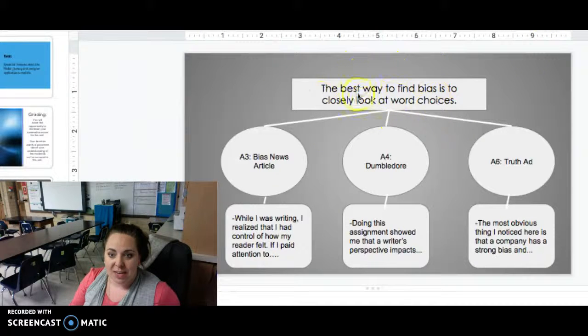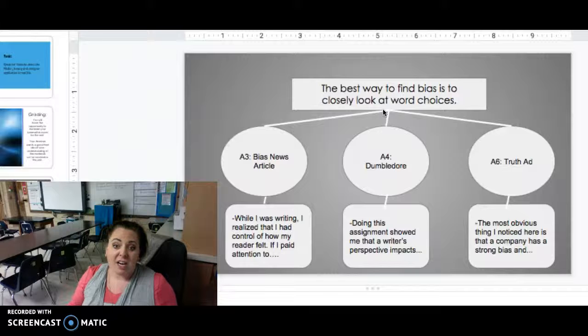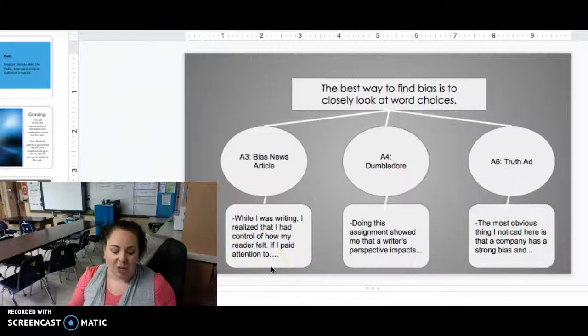Okay, so after you state your central idea, then each person can take a turn and go through their own experiences of this assignment or this unit. So let's say that Jane starts off, she says the central idea: Hi everybody, we're here today to tell you that the best way to find bias is to closely look at word choices. I want to start by sharing with you my experience with the A3 bias news article assignment. Then Jane can go into a little summary of what she's learned and what she's taken from that assignment and how it supports the central idea.